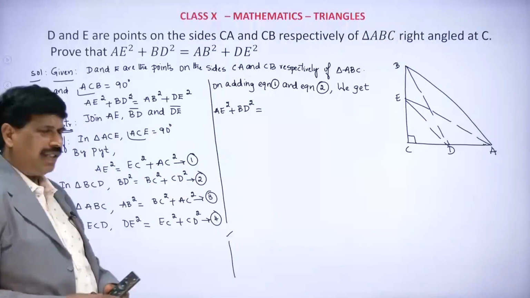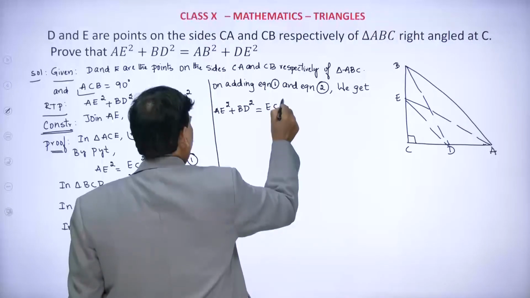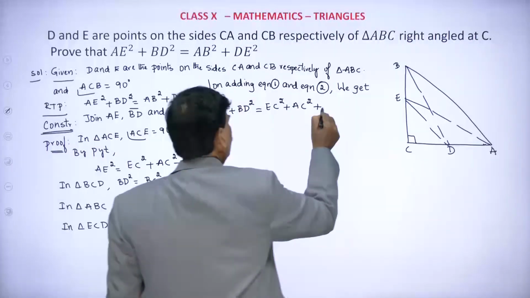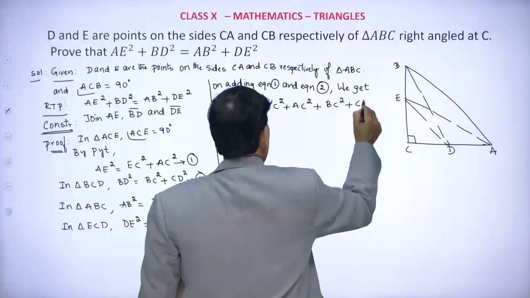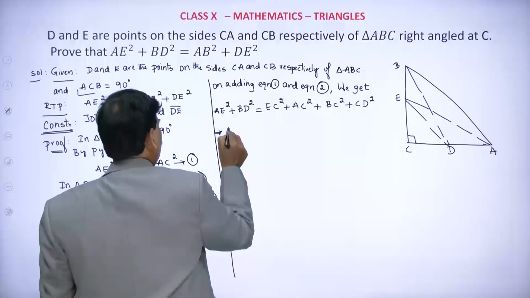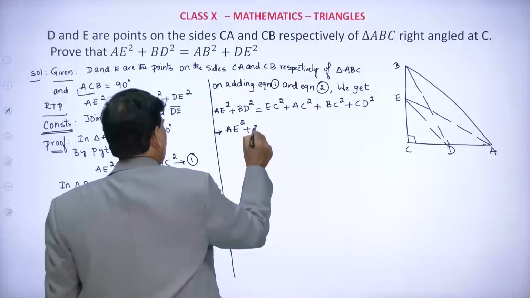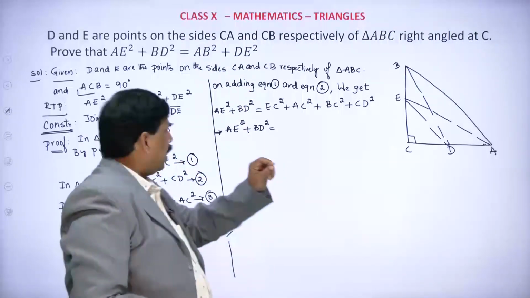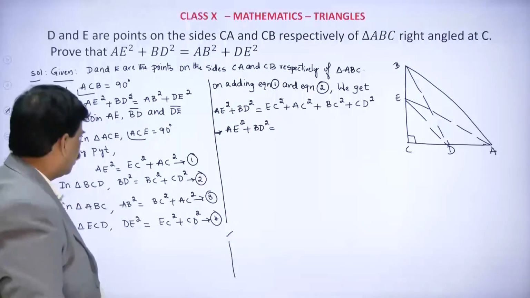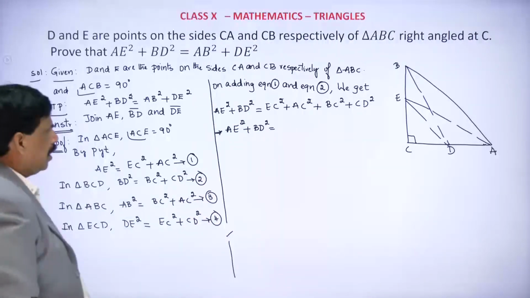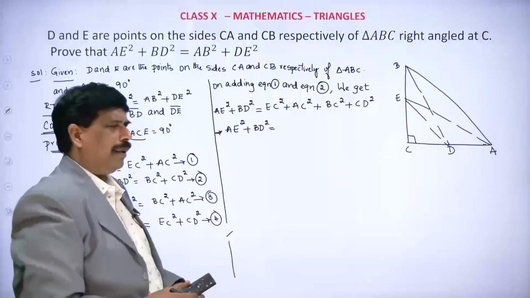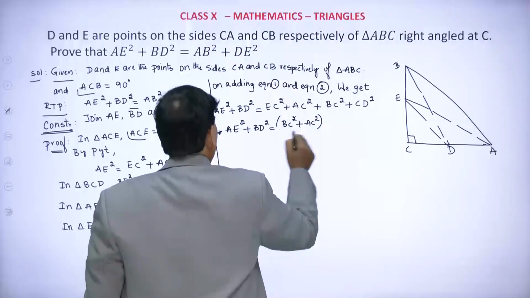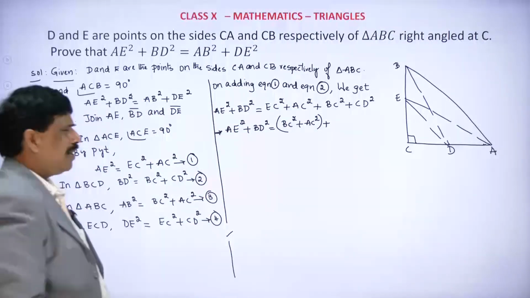Now you add the right sides. EC square plus AC square. Now what is the right side of equation 2? BC square plus CD square. Okay. So, keep this one as it is. AE square plus BD square will be as it is. From these two, I have to simplify so that my answer should come AB square plus DE square. What is AB square actually? Your equation 3, BC square plus AC square. Do you have them here? Yes. So you group them, BC square plus AC square as one group. So these two we are grouping. And you are left with EC square plus CD square.